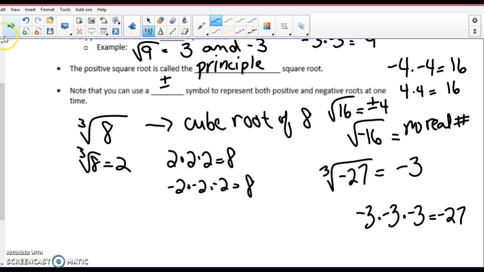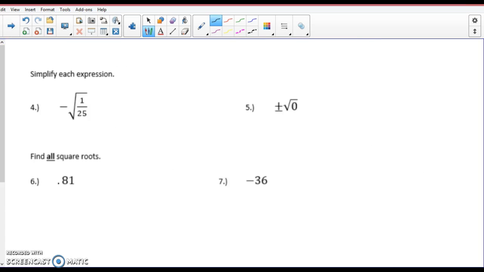Now, let's take a look at some of these examples. Look at this pattern. Negative square root of 1/25. What do you think the answer is going to be there? Justin. What? Did you say 1/50? What's the square root of 1? 1. What's the square root of 25?